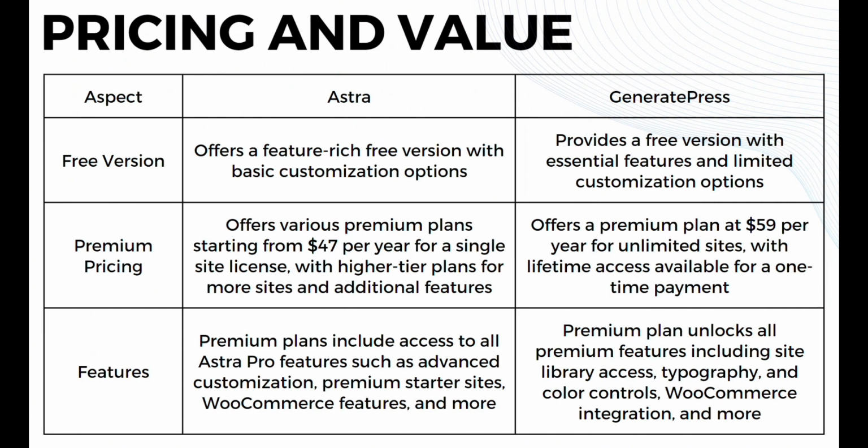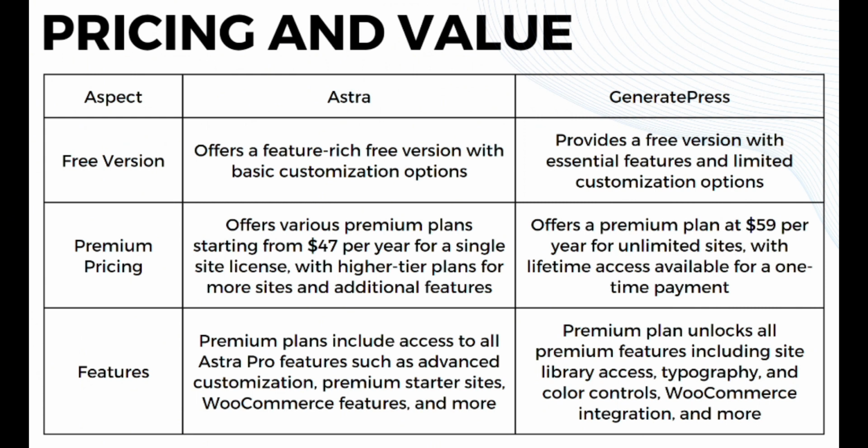As you can see on this table, in terms of the free version, Astra offers a feature-rich free version with basic customization options, while GeneratePress provides a free version with essential features and limited customization options. While for their premium pricing, Astra offers various premium plans starting from $47 per year for a single site license, with higher tier plans for more sites and additional features, while GeneratePress offers a premium plan at $59 per year for unlimited sites, with lifetime access available for a one-time payment.